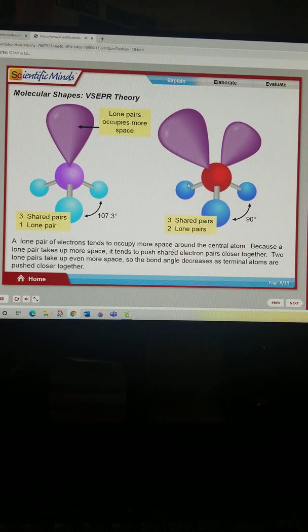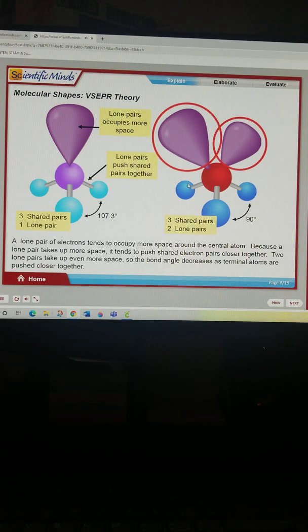A lone pair of electrons tends to occupy more space around the central atom. Because a lone pair takes up more space, it tends to push shared electron pairs closer together. Two lone pairs take up even more space, so the bond angle decreases as terminal atoms are pushed closer together.